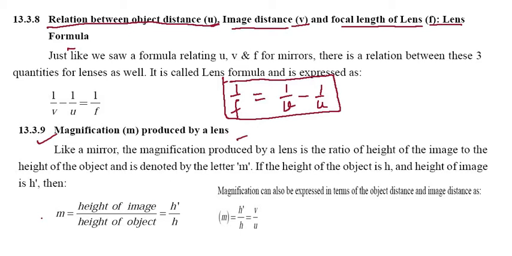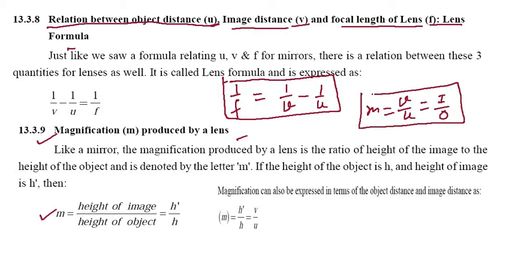Okay, magnification. M is equal to h dash upon h, or v upon u. But you can learn like this: M is equal to v upon u is equal to I upon O. So it is very simple to learn. I is the length of the image, O is the length of the object, V distance of image, and U distance of object. M is the magnification.